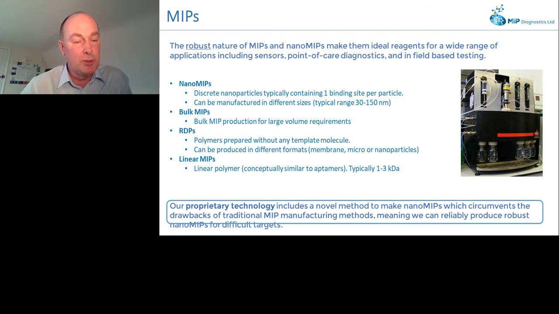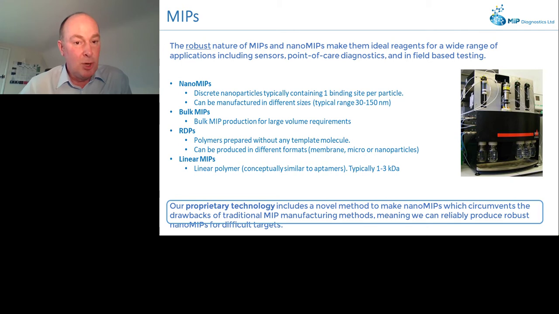However, they're very difficult to use for all but a few applications, and what would be much more applicable would be something where you could use it much more like an antibody, in other words, a polymer antibody. And this is where NanoMIPs come into play. So NanoMIPs are discrete nanoparticles containing just one binding site per particle. They can be manufactured in different sizes, but the typical range for us is between 30 and 150 nanometers in diameter. So slightly larger than your traditional protein antibody.